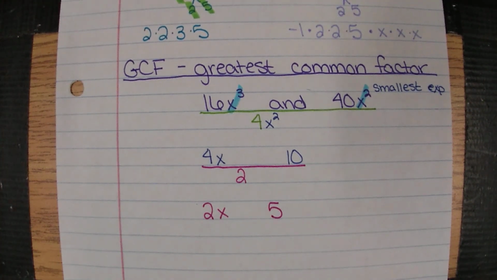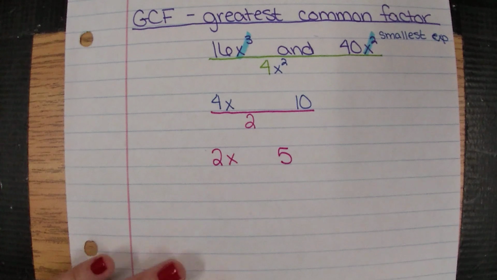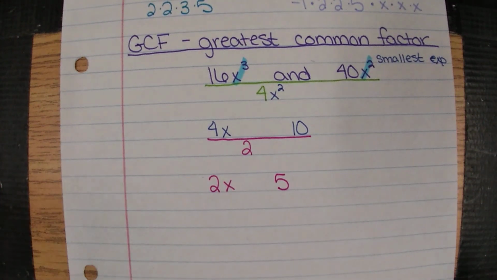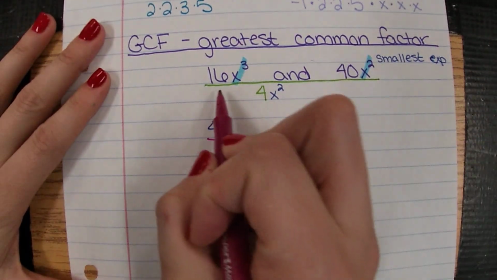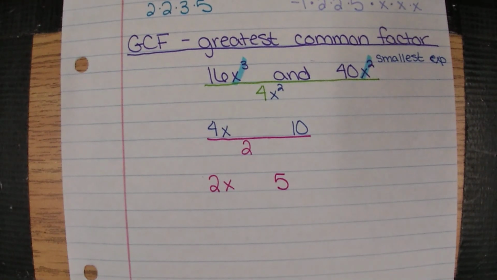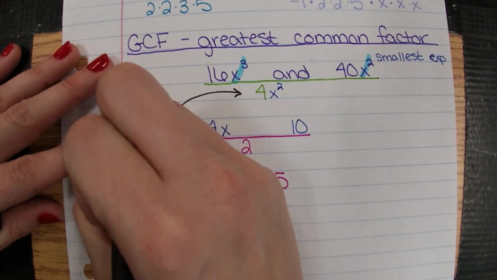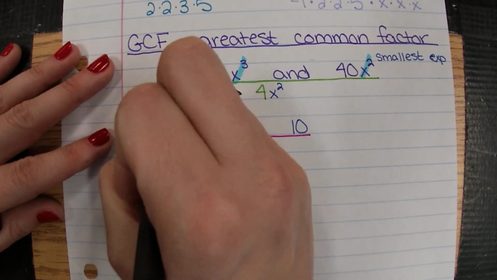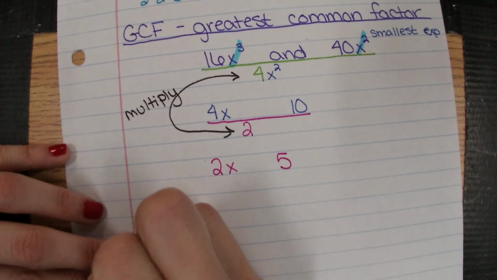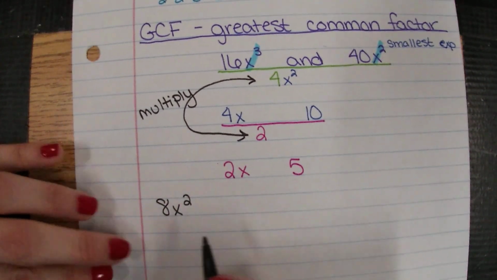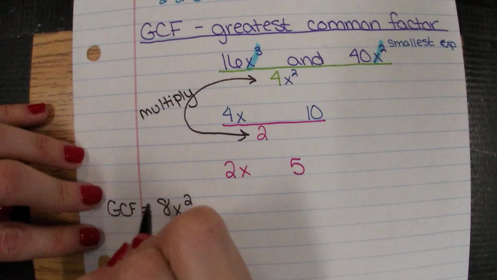Then you'll ask yourself again, what goes into 2 that will also go into 5? And this time our answer is 1, right? Nothing, but it's truly 1. 1 will go into both of them. When you get to the largest number being 1, then you're done dividing out. And you are going to take all the places that you divided. Okay, so I divided by 4x squared and a 2, and you are going to multiply them together. So 4 times 2 is 8, and then we have that x squared. So our GCF is 8x squared.